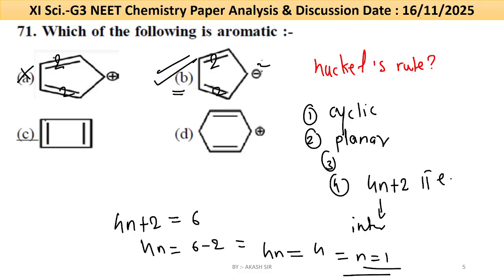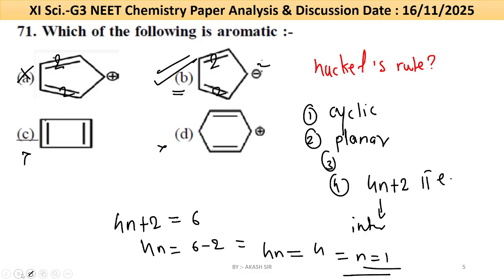C is cyclopentadiene. It has 4 pi electrons and doesn't fit 4n plus 2, so this is not your answer. And also D, the cyclohexadienyl cation, does not fit the criteria for being aromatic, typically due to not having the required number of pi electrons for aromaticity in a simple analysis. So the correct answer of question number 71 is option B.